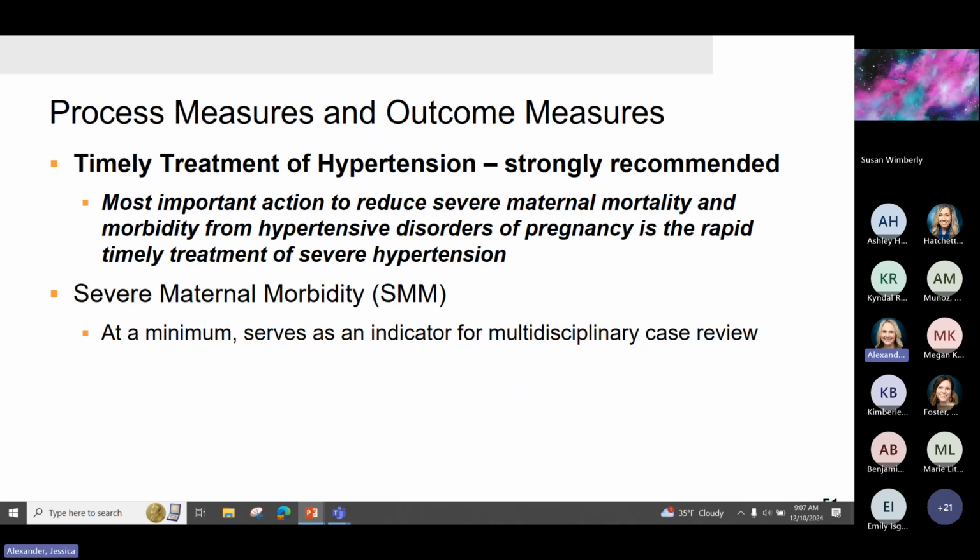Process measures, outcome measures, timely treatment of hypertension. Again, this is one of our focuses. We look at each case carefully regarding were they treated appropriately, in the appropriate time, fashion, and manner. The most important action is to reduce severe maternal mortality and morbidity, and rapid, timely treatment is the first line of defense in these situations.